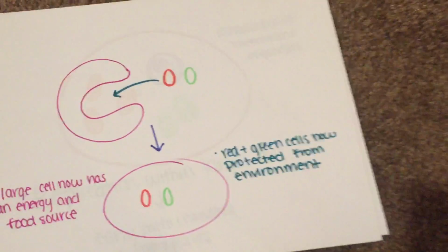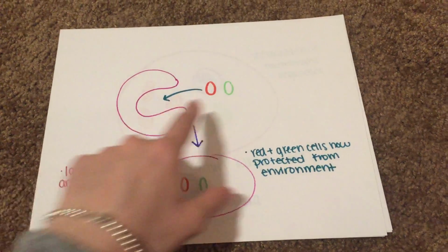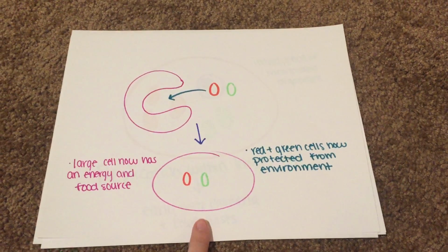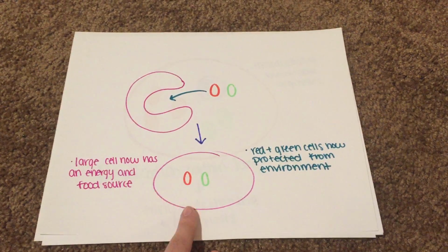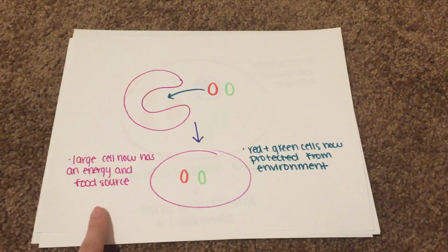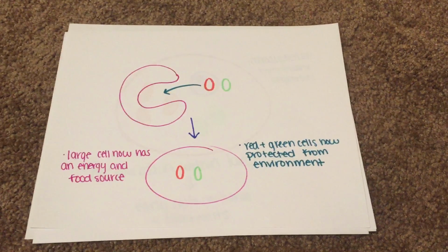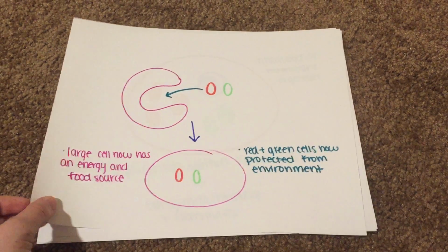So what the endosymbiotic theory suggests is that this larger cell engulfs these two tiny cells, maybe at the same time, maybe not, and eventually they come to live on the inside. And the symbiosis part of this is that the large cell now has an energy source and a food source, and now these red and green cells have protection from their environment since they're living in this nice cytoplasm of the larger cell.